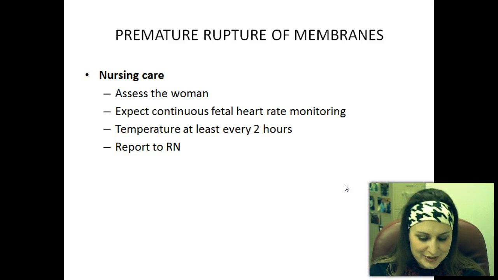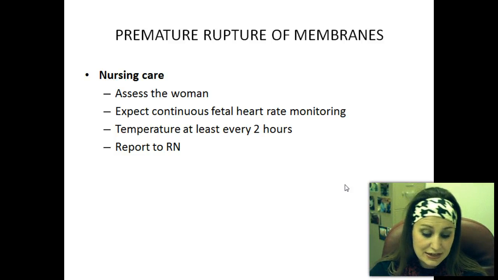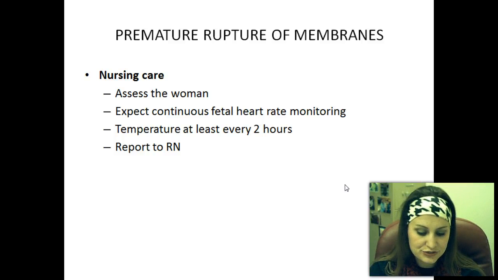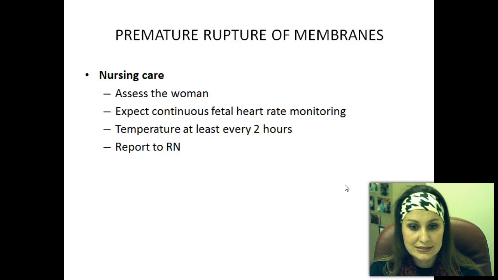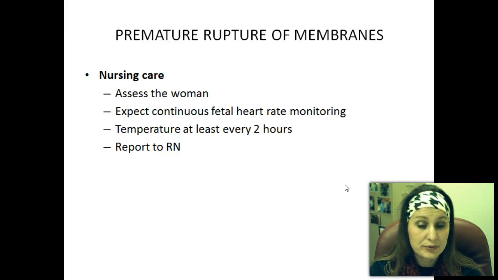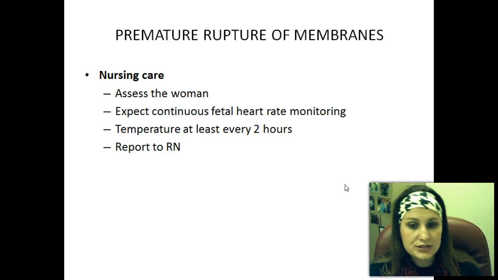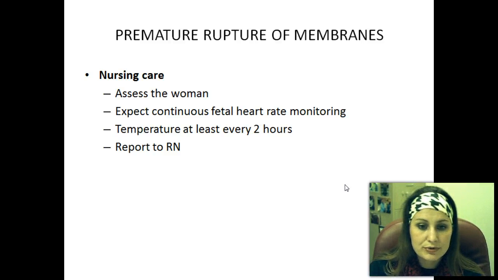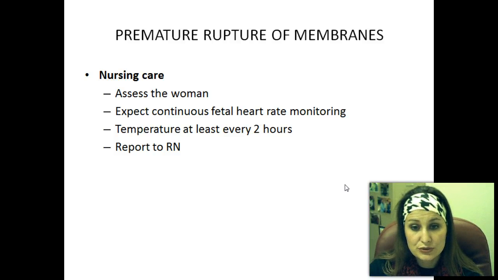Nursing care, we are going to assess the woman. We're going to maintain fluid balance, we're going to prevent injury, we're going to manage the woman's pain, and we're going to reduce anxiety. So you're also going to watch her temperature, make sure that she is not spiking a temperature. If she was, then we might have to start her on antibiotics. We would have to figure out where the infection is. Expect continuous fetal heart monitoring, and report any abnormal signs to the RN.